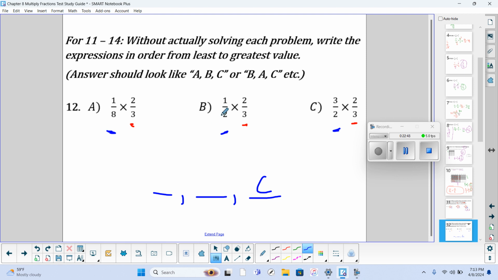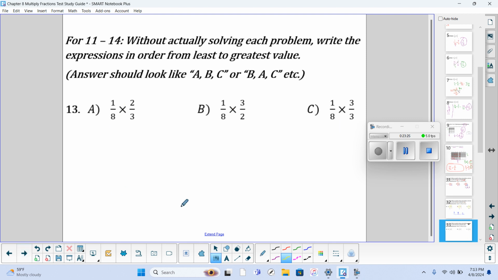1/8 and 1/2. Well, which one of these is bigger? What would you rather me give you? 1/8 of a pizza or 1/2 of a pizza? Yeah, half of a pizza is bigger, so this one would be in the middle, and this one is the smallest, so it would be A, then B, then C. Once again, the most important thing to see is, what am I multiplying 2/3 by in every single one of these cases? And that will tell you the order. That's how you can do these problems without actually doing the solve.